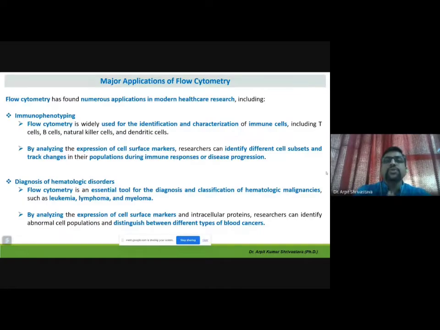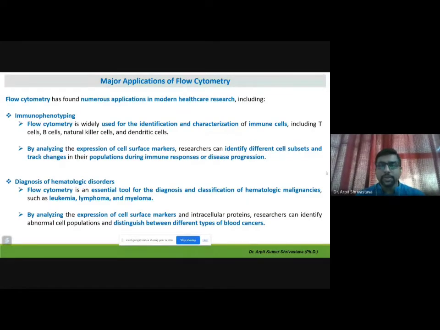Now we come to the major applications for what we have done in this webinar: how important the flow cytometry technique is in the present scenario. Flow cytometry has numerous applications in modern healthcare research, and I have summarized some of them very briefly, because they comprise almost all, and very neatly, so that you can remember these things. So first is immunophenotyping.